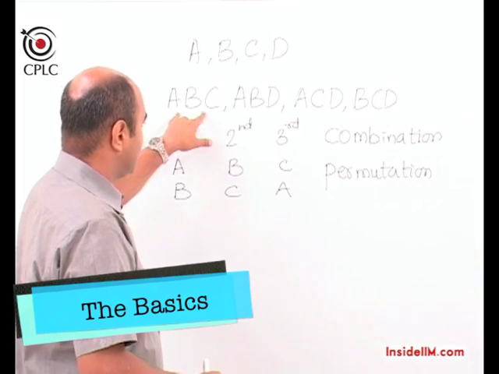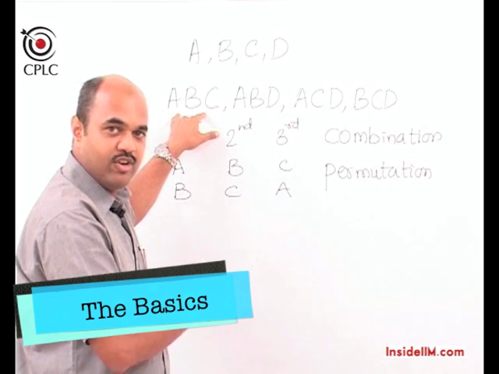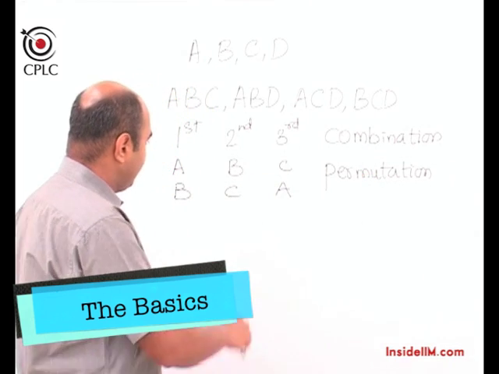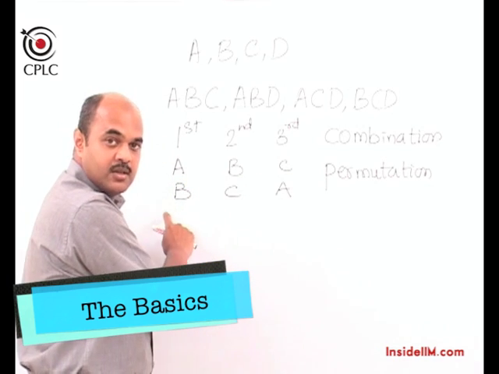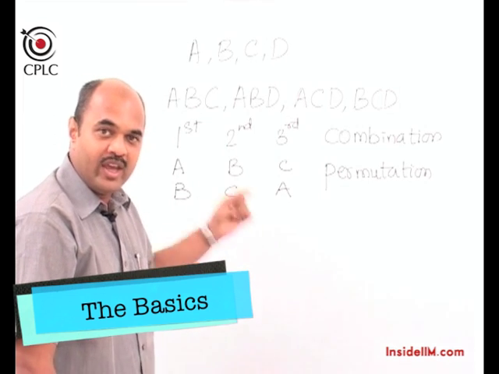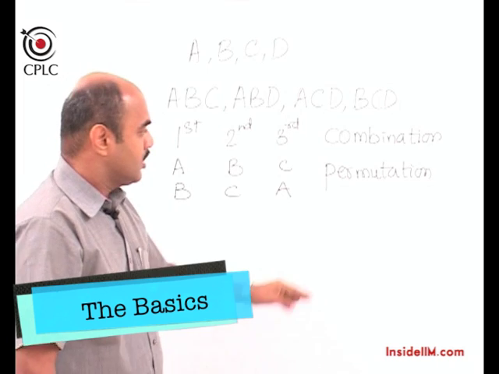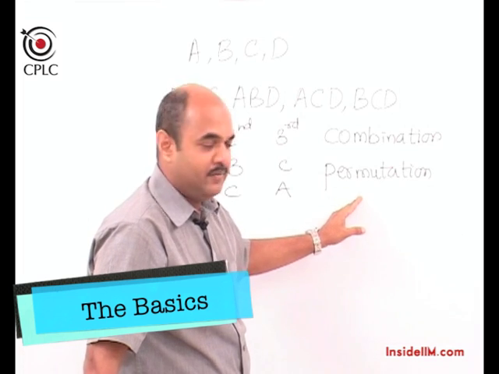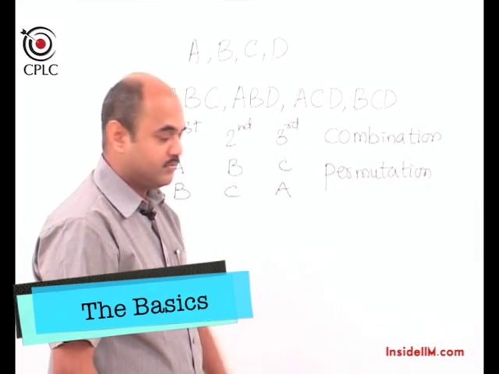When we change the order of selection and we still get the same way of selection, it would be referred to as a combination. However, if we change the order of selection, as in this case, we said ABC versus BCA, and we get a new way of selecting it, then that would be called a permutation. Hence, in simple terms, permutation is a way where the order of selection is important, whereas combination is a way where the order of selection is not important.